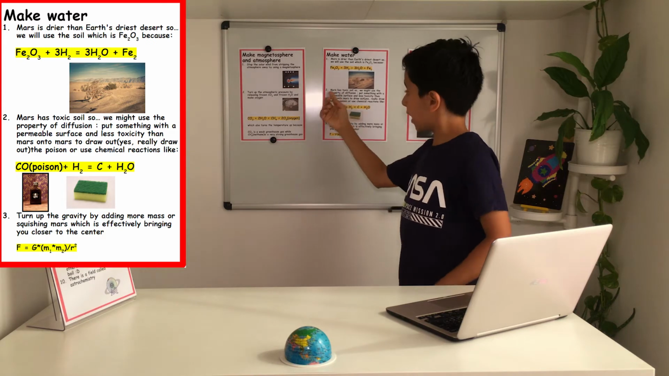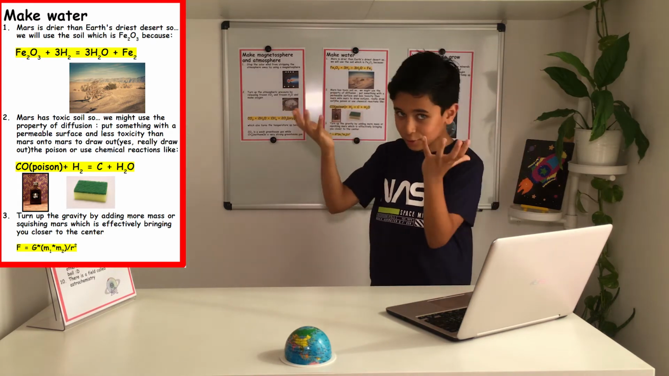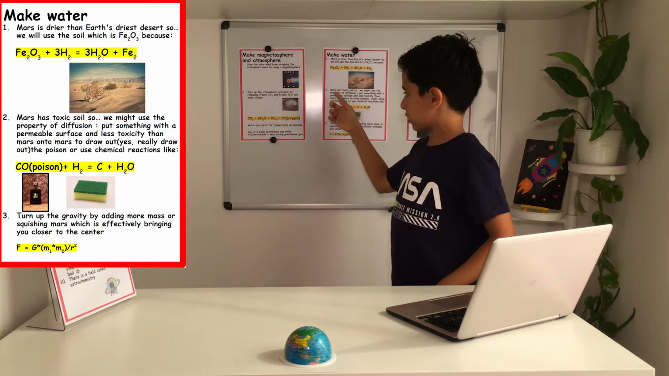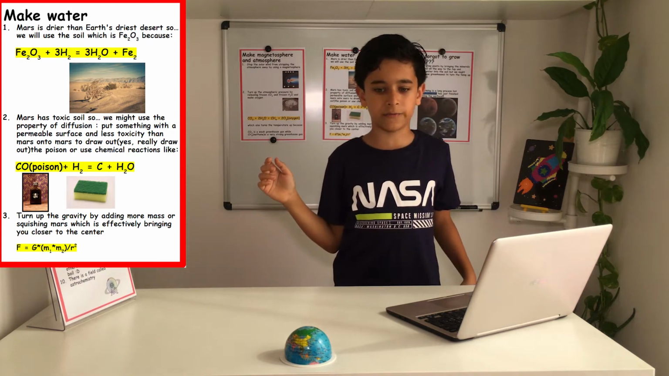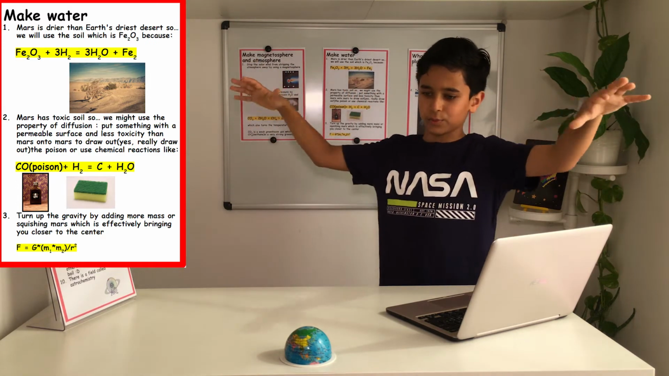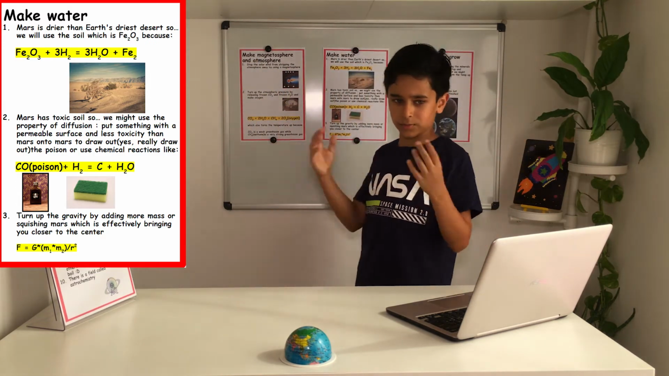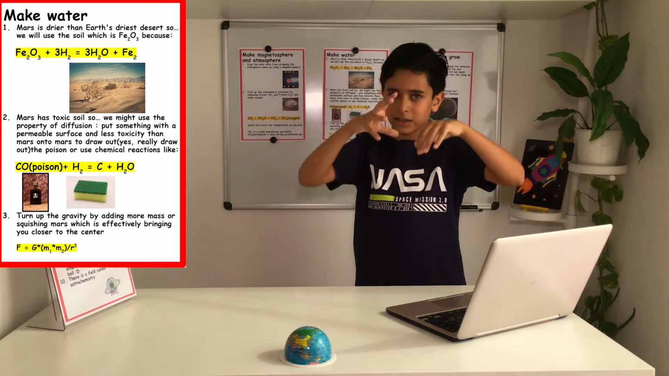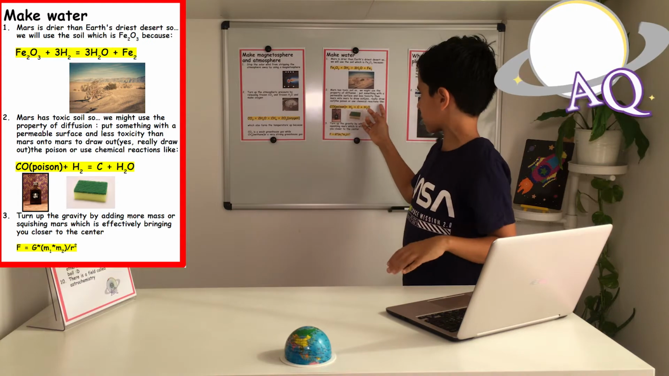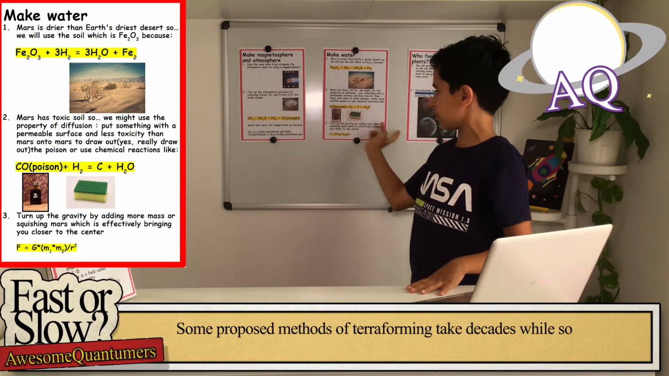But Mars has toxic soil. So we might use the property of diffusion, put something with less poison in it on Mars, so the poison gets sucked out into that, and then keep repeating that process. Or we could use chemical reactions like this one.